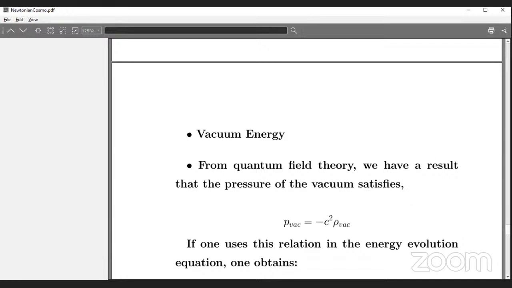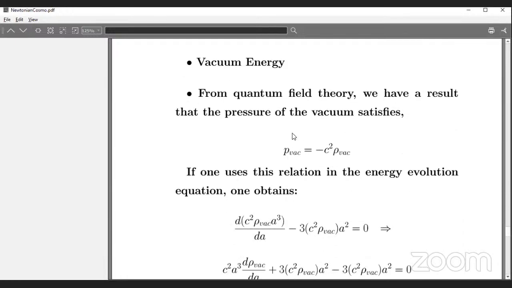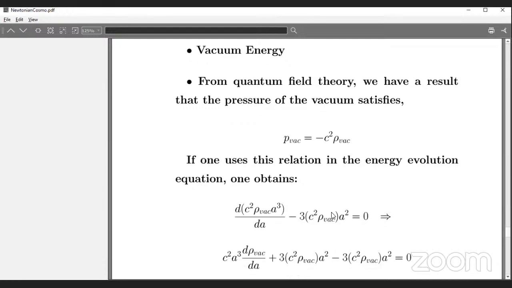And for the quantum field theoretic vacuum, you can show the pressure of the vacuum is the negative of the energy density of the vacuum. One can show that for the non-trivial vacuum in quantum field theory, the pressure of the vacuum is minus the energy density. If you use this in our energy evolution equation, what will you get? You will get d by dA of c squared rho vacuum times a cubed, plus 3 p a squared, but pressure is minus c squared rho vacuum.